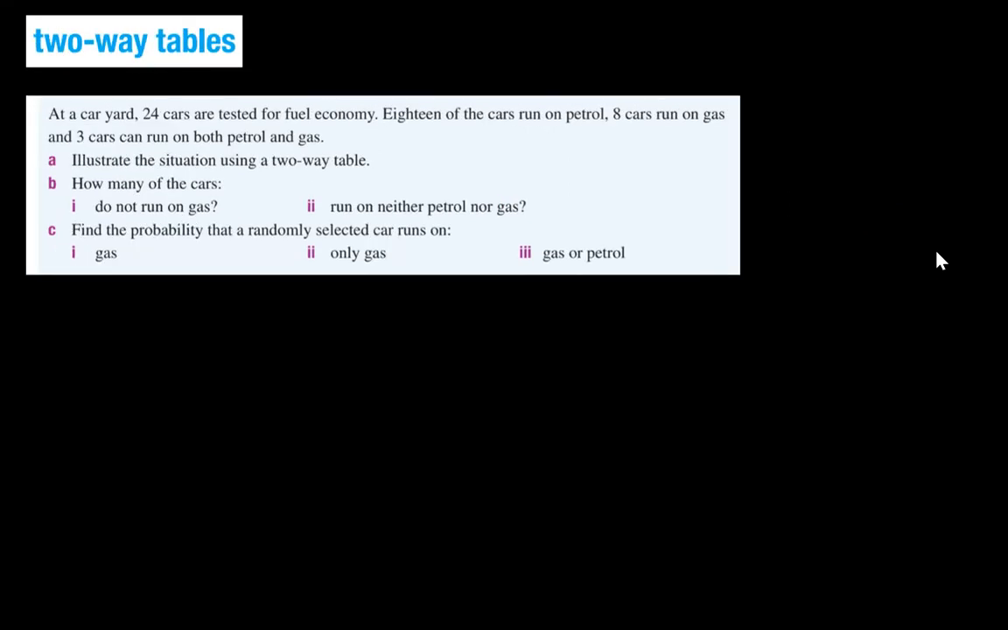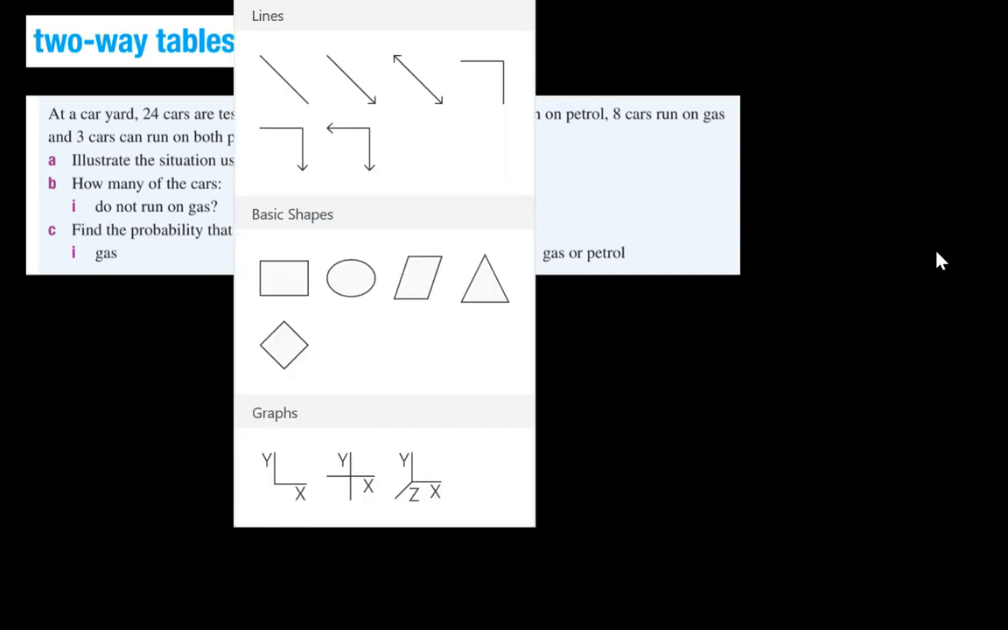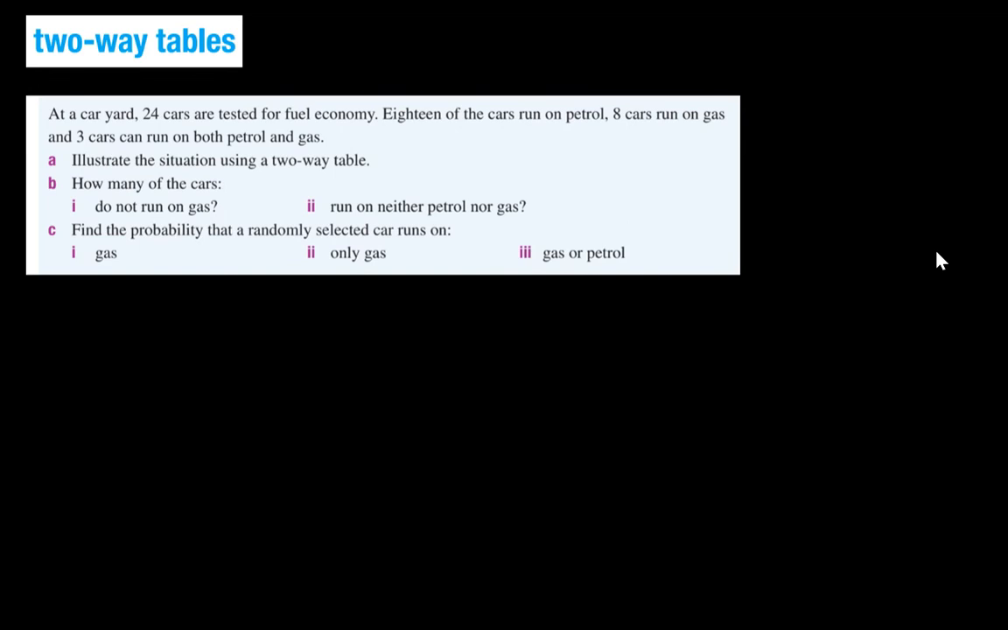Okay, so let's have a look at the two-way table. At a car yard, 24 cars are tested for fuel economy. 18 of the cars run on petrol, 8 cars run on gas, 3 cars run on both petrol and gas. Illustrate the situation using a two-way table. Okay, so let's do that then. So we're going to have a two-way table.